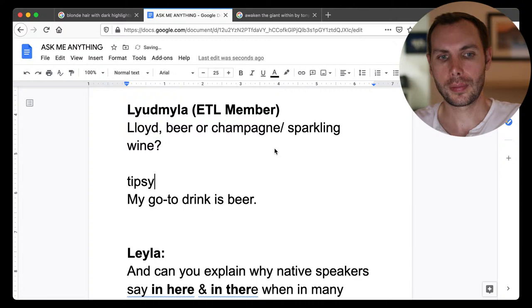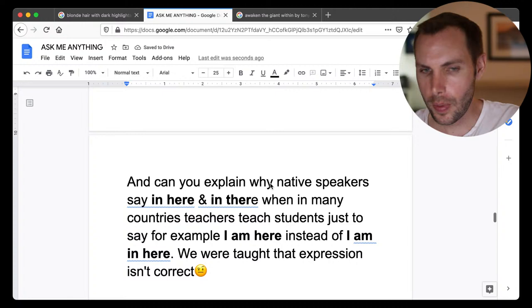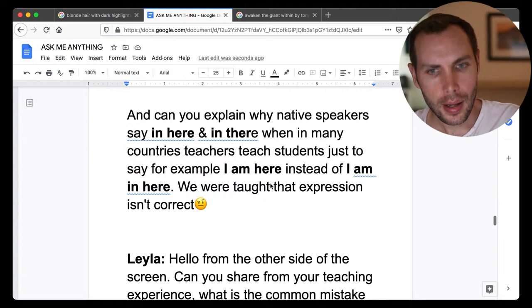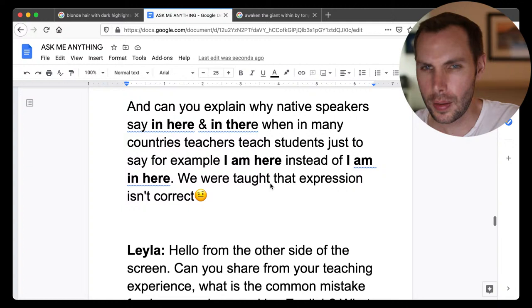Layla asked this in the WhatsApp group. She said, can you explain why native speakers say "in here" and "in there" when in many countries teachers teach students to just say, for example, "I am here" instead of "I am in here"? We were taught that expression isn't correct. I don't know who taught you that's incorrect.